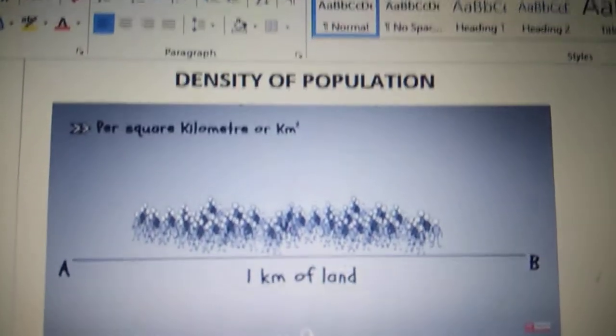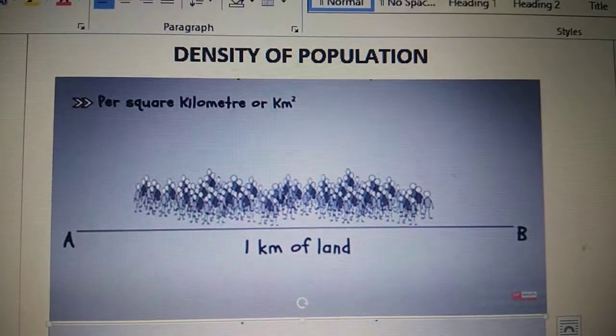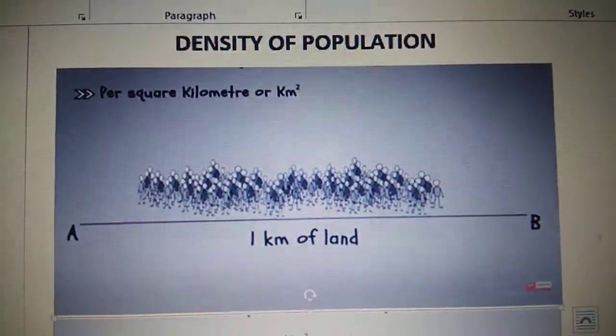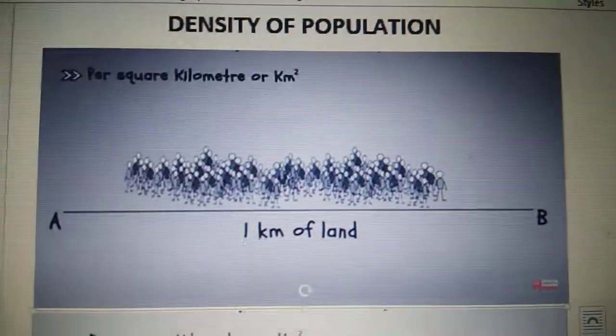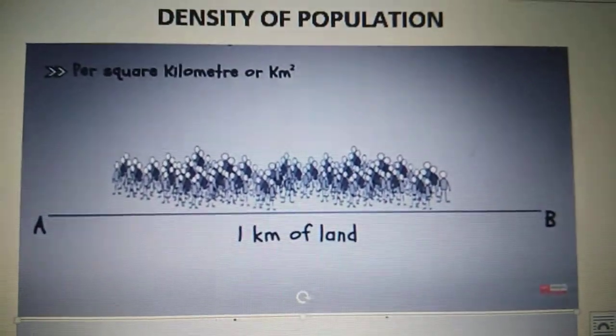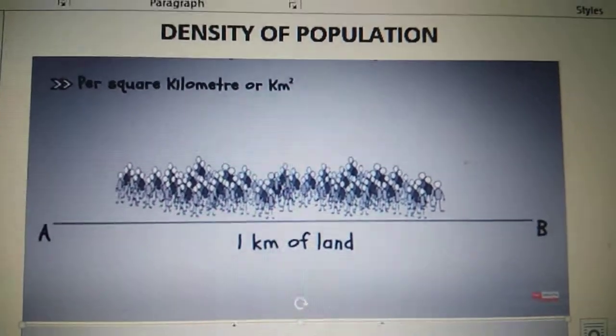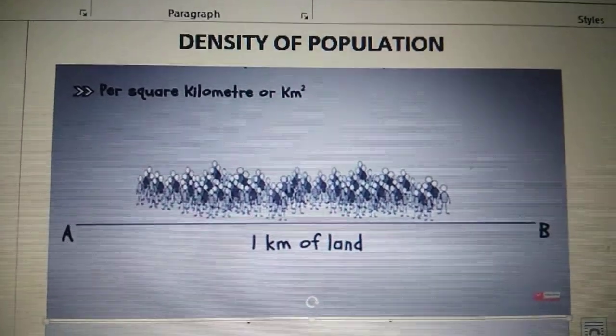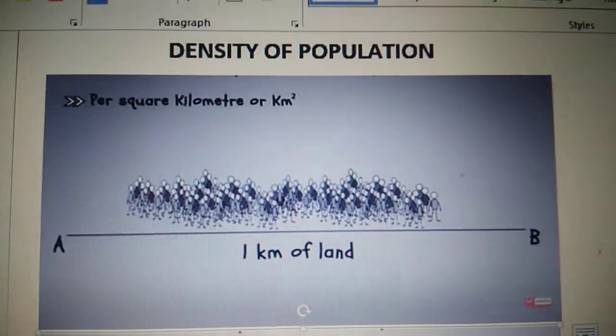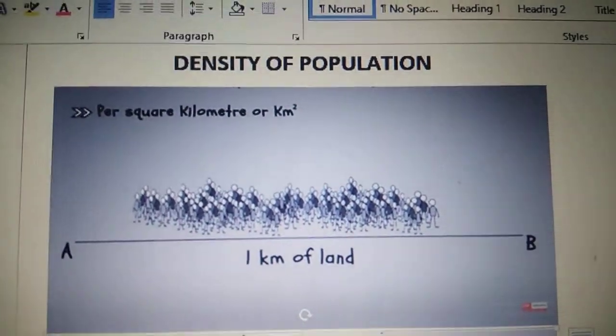Now, it is normally expressed in per square kilometer or kilometer square. It's one and the same thing. Now, to make it easier to understand, consider the distance between A and B as 1 kilometer of land, and the total number of people living in this 1 kilometer of land is called density of population.